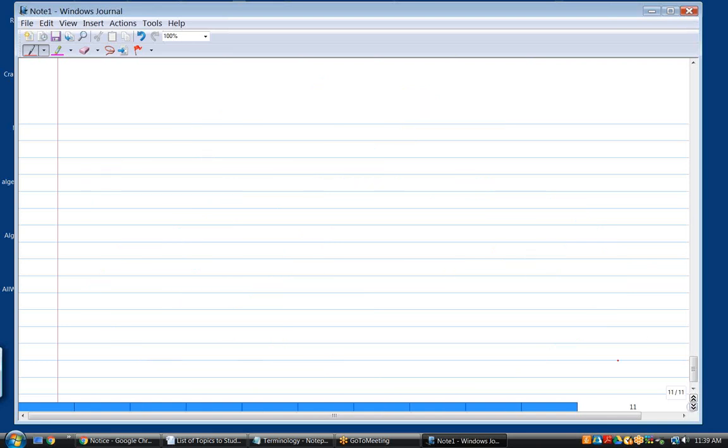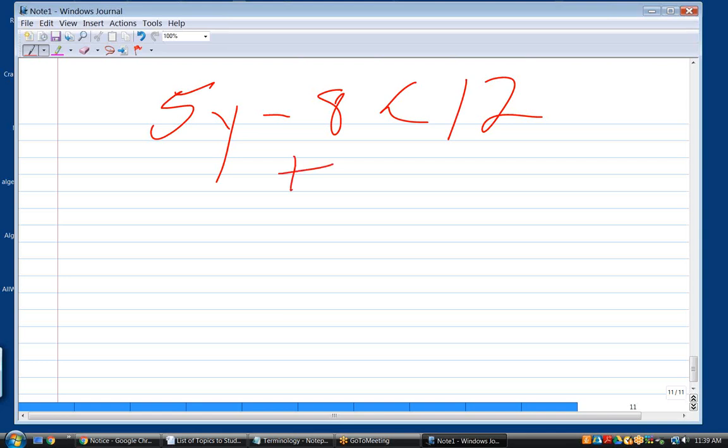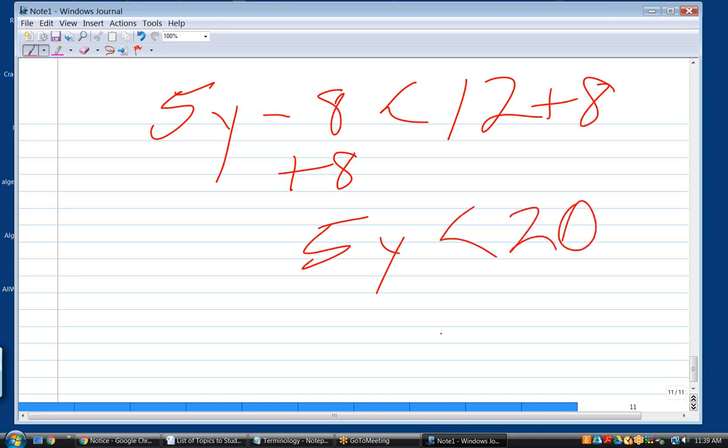I don't think you need much practice here, but let's just go through it. 5y minus 8 is less than 12. So we would add 8 to both sides. So 5y is less than 20. And then y would be less than 4.